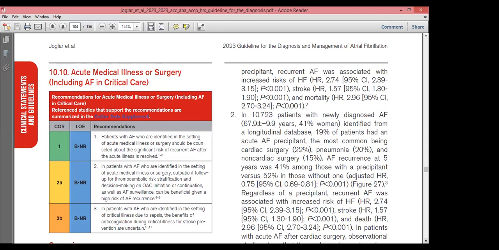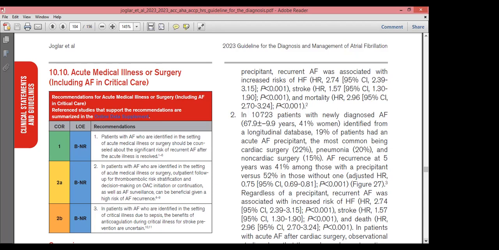So class 1 recommendation, patients with AF who are identified in the setting of acute medical illness or surgery should be counseled about the significant risks of recurrent AF after the acute illness has resolved. So once they have AF in acute illness, you should counsel them that even though the AF may resolve, they are prone to having another one. Then class 2A, in patients with AF who are identified in the setting of acute medical illness or surgery, outpatient follow-up for thromboembolic risk stratification and decision-making on oral anticoagulant initiation or continuation, as well as AF surveillance, can be beneficial given a high risk of AF recurrence.